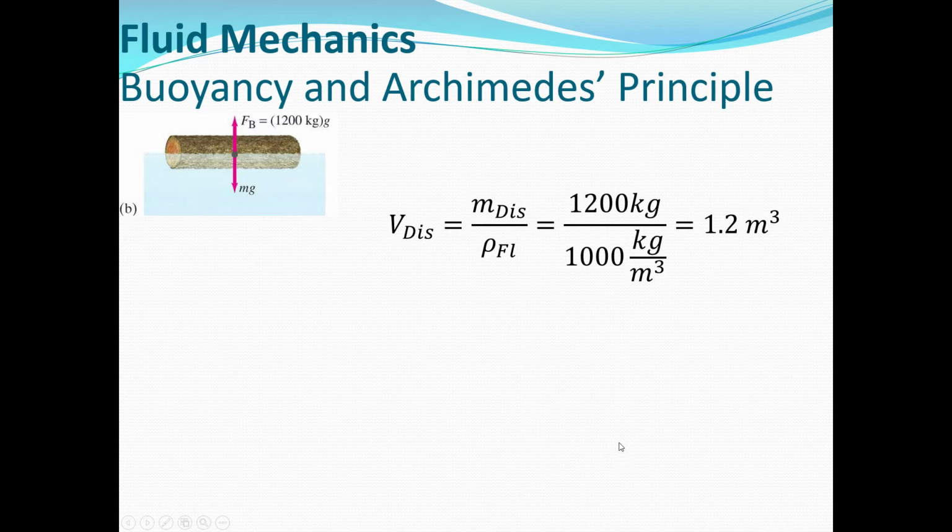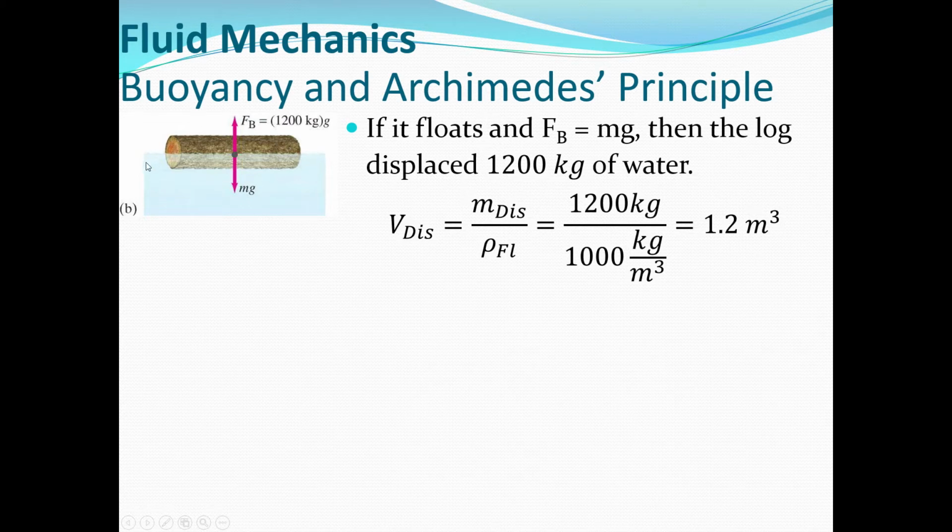But since the volume, or not the volume, the density of the fluid doesn't change, that means the volume of the liquid has to change. So when we do this, we end up getting that the volume displaced ends up being 1.2 meters cubed. So that's how much of the log is going to be underneath the water.